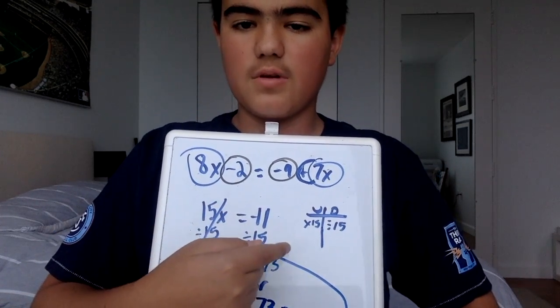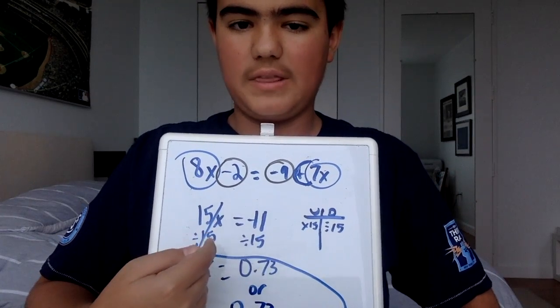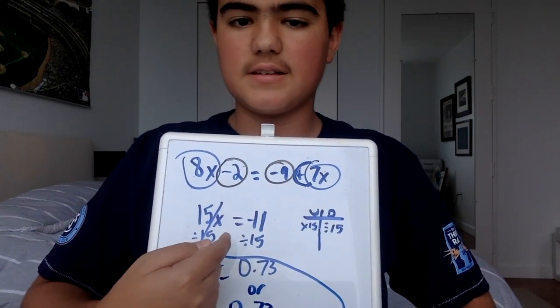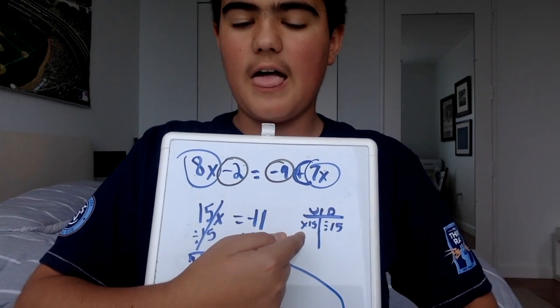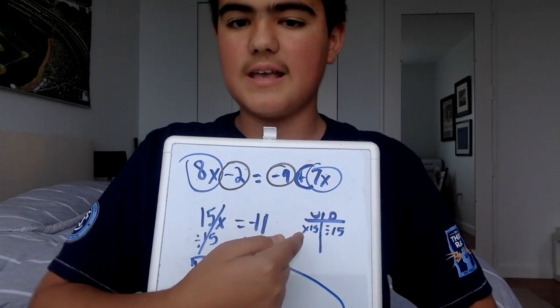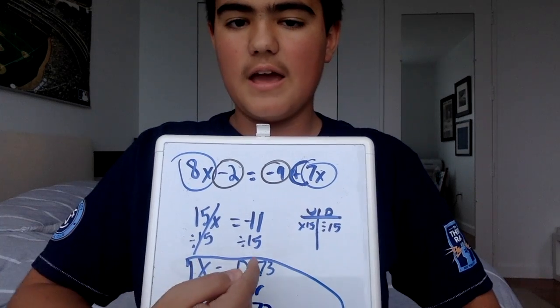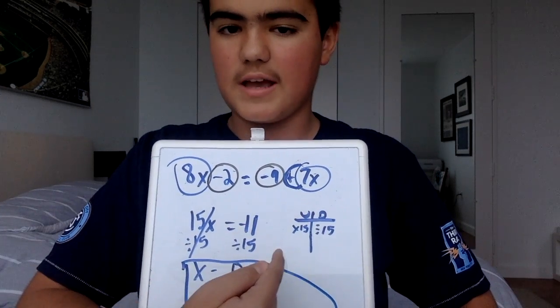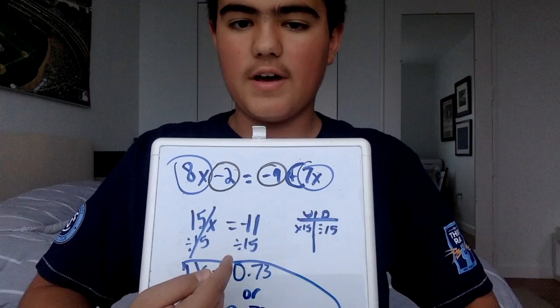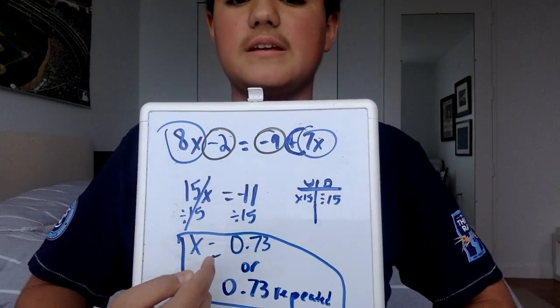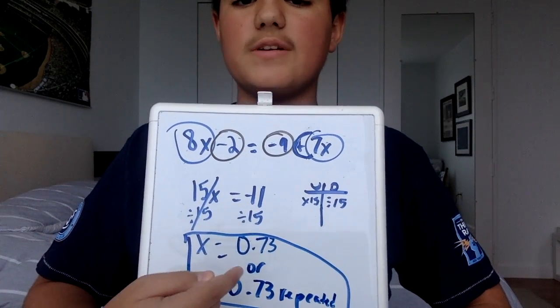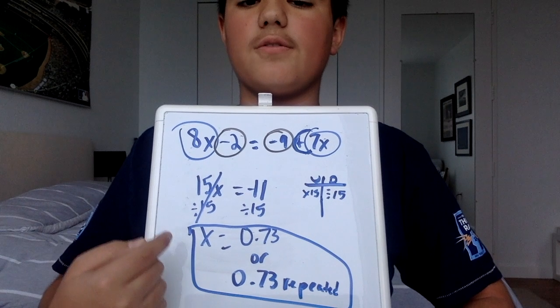Then you do the inverse operation with this 15x, because that's times 15, so you divide by 15 like I did here. And what you do to one side, you do to the other side. So negative 11 divided by 15 is x equals negative 0.73, with the 3 repeating.